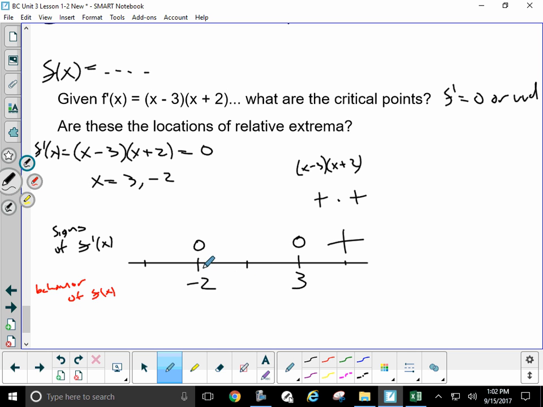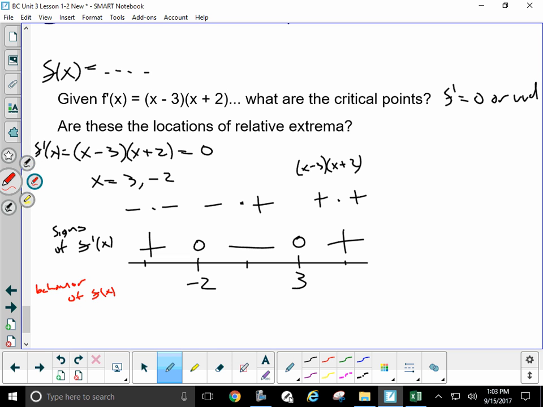Between -2 and 3, I'll think of 0. If I plug in 0, I'd get a negative times a positive. That tells me that at that point it's negative. Since I found all of the zeros, all of the points there have to be negative. If I look to the left of -2, like -3, I'd have a negative times a negative. That is a positive.